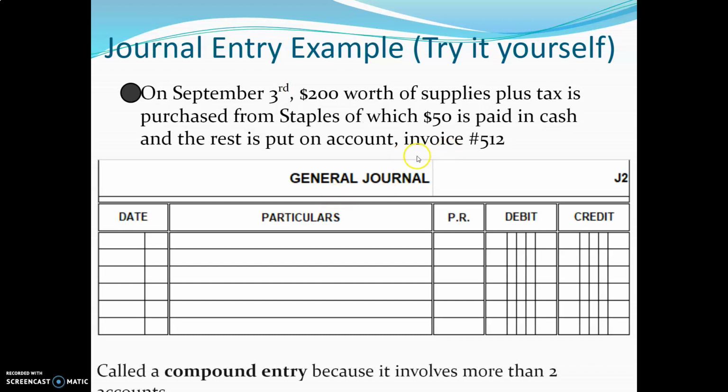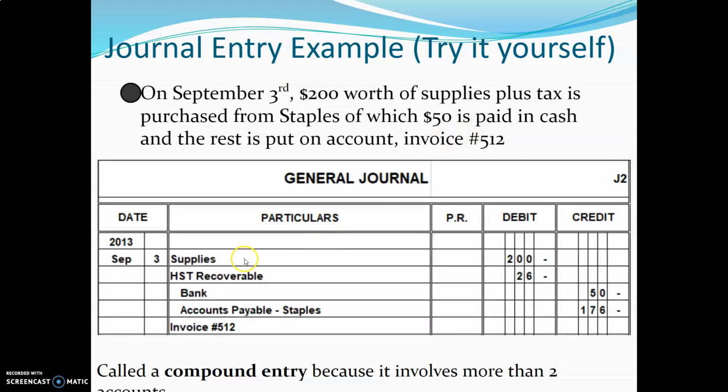And generally speaking, invoices will get paid roughly 30 days down the line. And this is what we call a compound entry because it involves more than two accounts. In fact, it involves several. We've got our supplies, we've got our taxes, we've got our cash, and we are going to have an accounts payable account. So let's see how that all came through here.